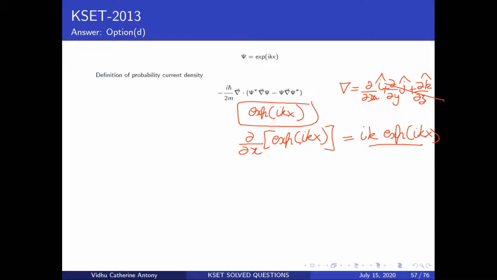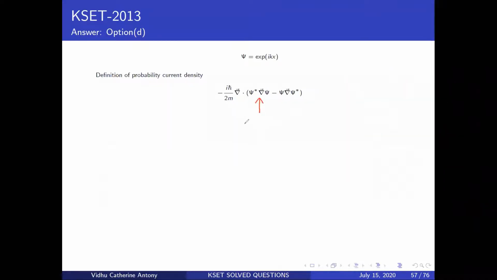Now you also have another vector here, a unit vector, so you've got an i hat. This term is going to be exponential of ikx, and you've got an ik and you've got an i cap. So when you calculate this term, you get ik exponential of ikx into an i cap. Don't get confused between the two: this is your i cap, and this is your imaginary number.